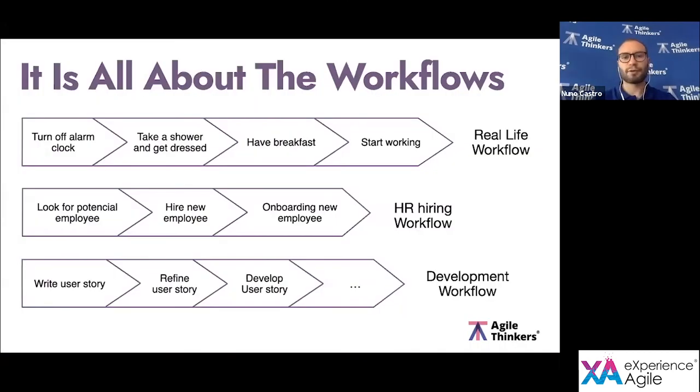So moving on to Kanban practices. First of all, Kanban is all about workflows. What we try to do here is to map a workflow and then work around that workflow. We try to optimize this flow. We try to make it more lean. We try to make things more visible. And a workflow can be anything. For example, in a real life workflow, it can be something like I turn my alarm clock off when I wake up in the morning, then I will go take a shower and get dressed, then I will have breakfast, and then I will start working. Another flow, for example, in an HR department could be, I'm looking for a potential employee, I will hire the employee, and then I will do the onboarding of the employee.